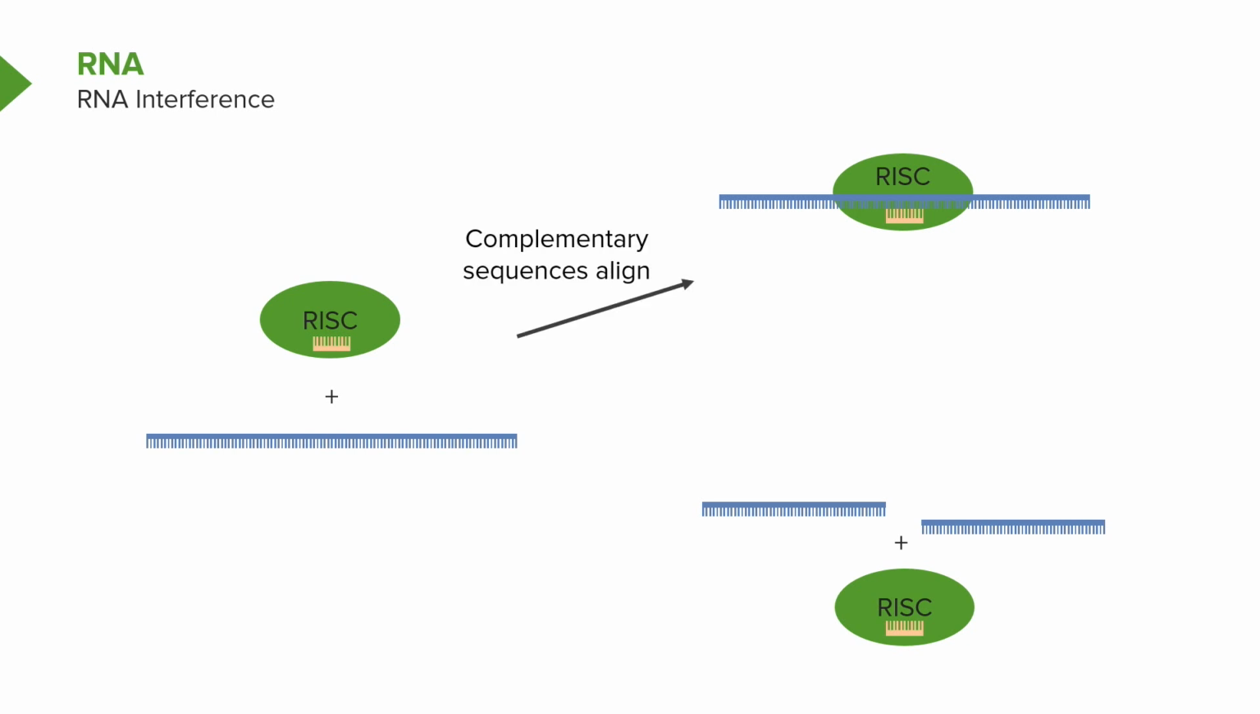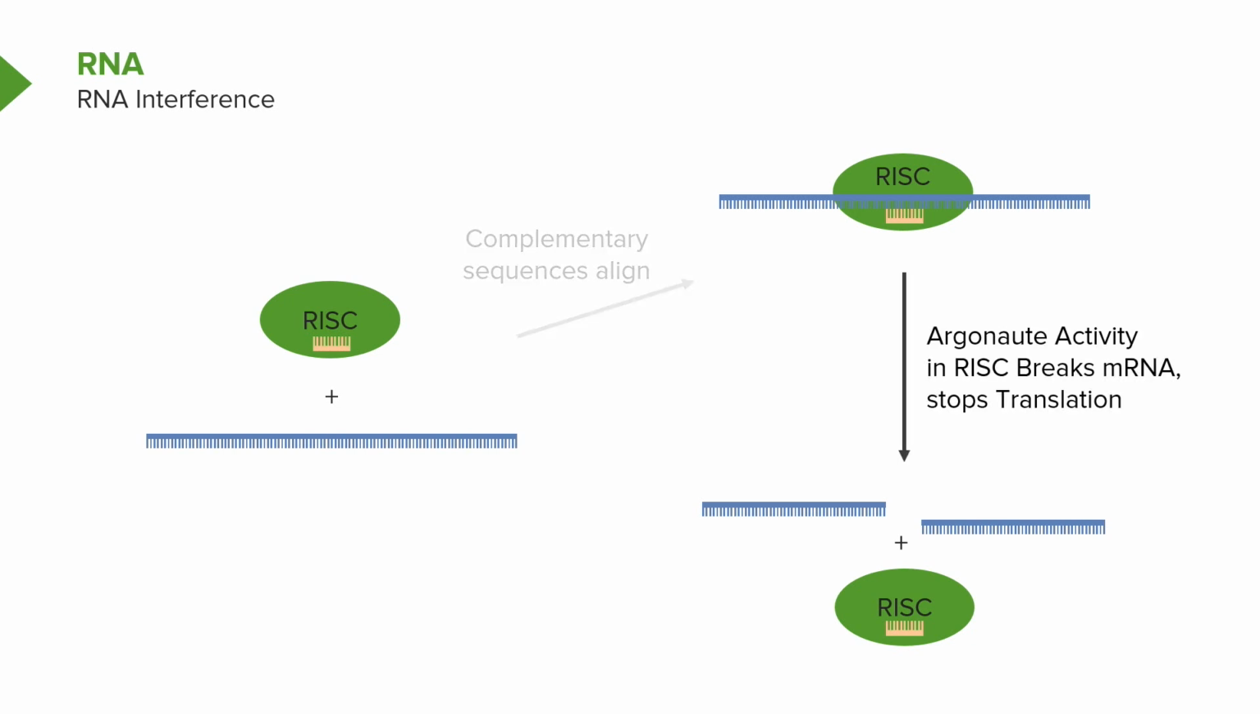If RISC finds a sequence that's complementary to the RNA that it's carrying, it aligns that sequence with the specific region in the messenger RNA, as you can see here, and then an enzymatic activity in the RISC complex called Argonaute actually cleaves the target messenger RNA, as you can see here. Now that cleaving of the target messenger RNA means that you've destroyed the coding for a protein. In this way, this protein that was coded by this messenger RNA can no longer be made.